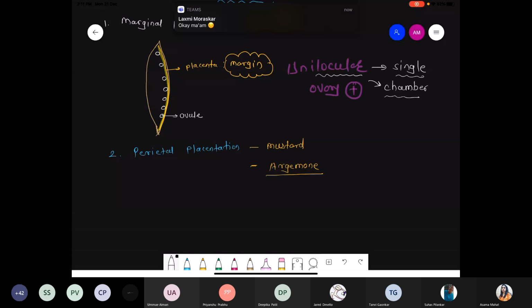Now, next point we are talking about: in case of parietal placentation, initially a unilocular ovary is present.